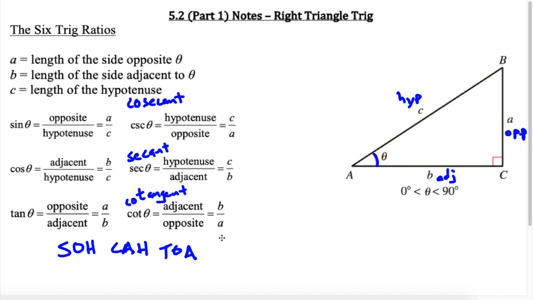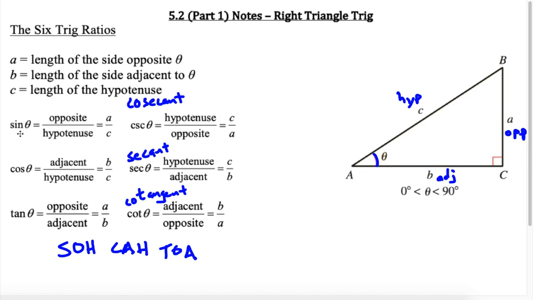Now, notice that sine and cosecant are exact reciprocals of each other. This is opposite over hypotenuse. This is hypotenuse over opposite. The same is true of cosine and secant, and of tangent and cotangent. Okay, sine and cosecant are reciprocals. Cosine and secant are reciprocals, and tangent and cotangent are reciprocals.